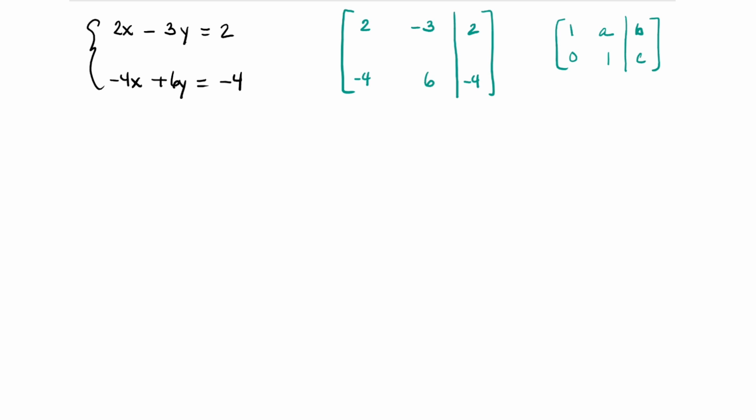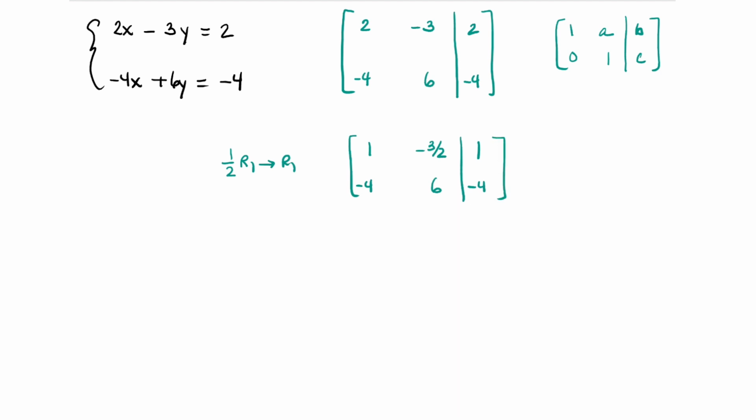We want to get that 1 in the upper left-hand corner, and again, I don't have an equation to swap it with, so I'm going to take the first row, and I'm going to multiply it by 1/2, and just replace that. So the new row 1 is just the old row 1 multiplied by 1/2 on both sides. So that's going to be 1, negative 3/2, augment 1, negative 4, 6, negative 4.